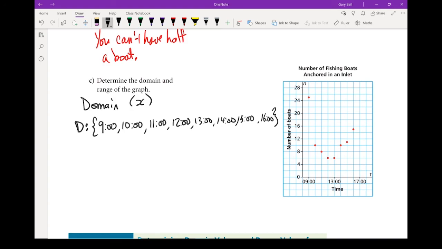Range, we're going to do much the same thing. Remember, these are all the Y values that can be found. Range is, I work my way up from the bottom to the top, keep them in order. So my lowest range is 6. Next up is 8 boats. Next up, 10 boats. After that, we've got this one, which is 11 boats. This one, which is 15 boats. The only other one we've got is this top one up here, which is 25 boats.